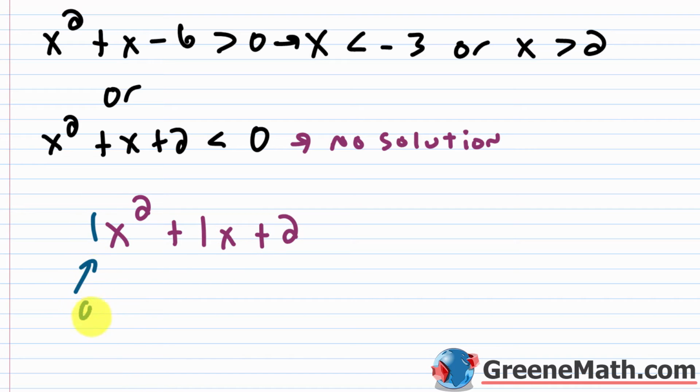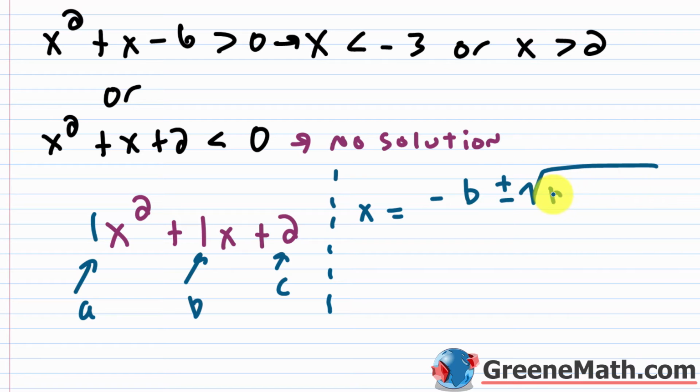So what you would do here is use your quadratic formula. So this is a, this is b, and this is c. So for the quadratic formula, it's x is equal to the negative of b plus or minus the square root of b squared minus 4ac, and then all over 2a. Well, let's plug things in and see what's going on. So for the negative of b, b is 1, so this is -1. Then b squared, well, 1 squared is 1. And then a is 1.